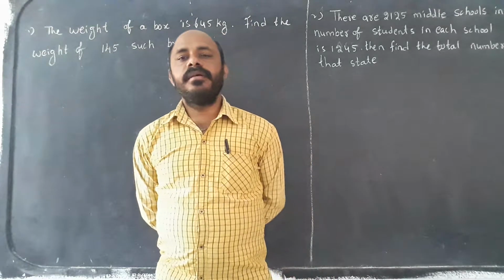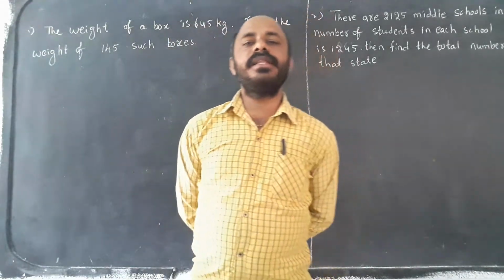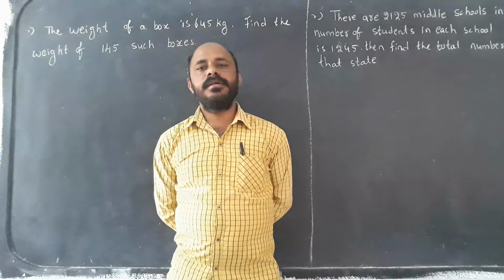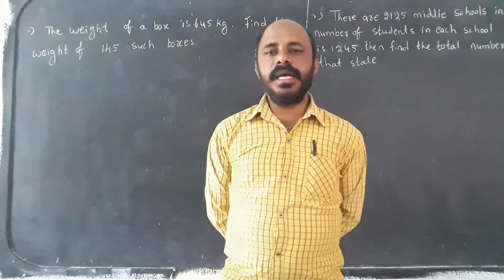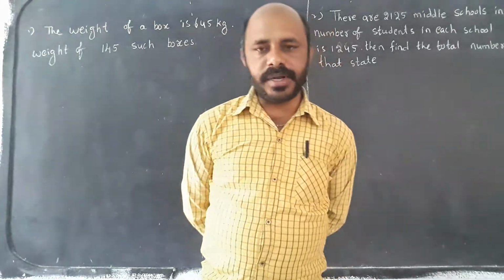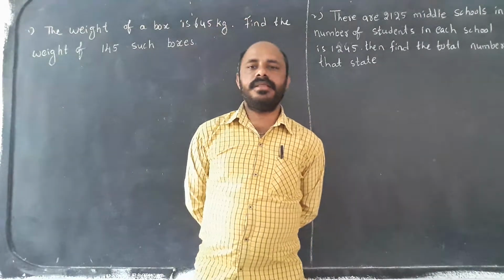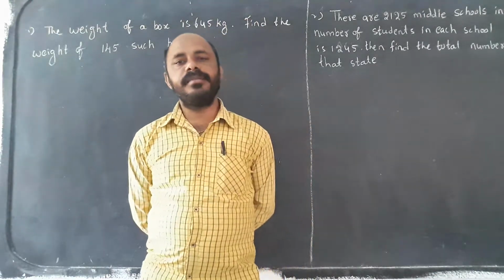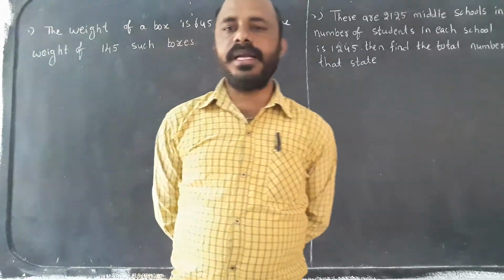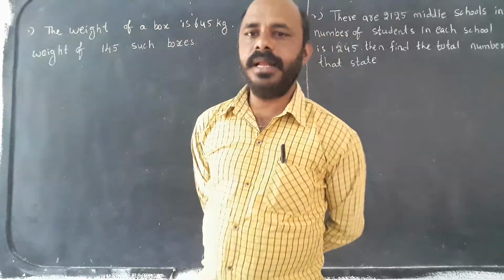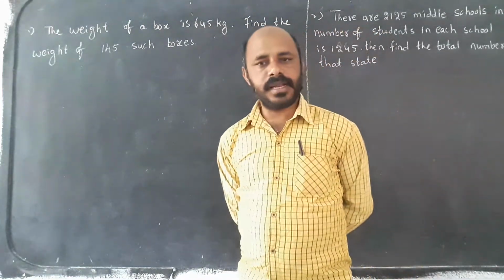Next, whenever we multiply a number with 1, we get the same number. For example, 10 into 1, the product is 10 only. 8 into 1 is 8 only. 1000 into 1 is 1000 only. This means whenever we multiply with 1, the product is the same number. These are all the properties I explained before.